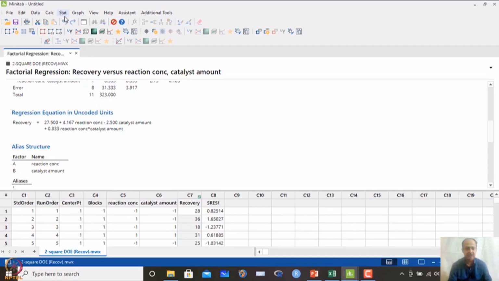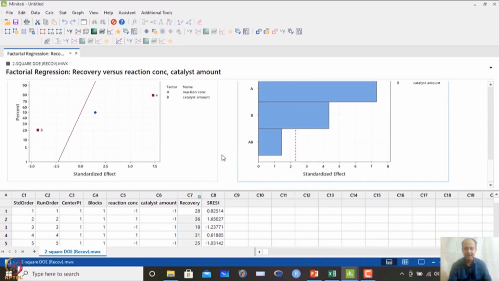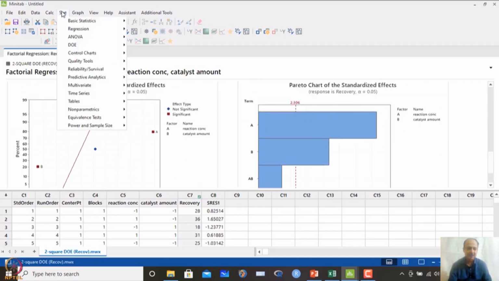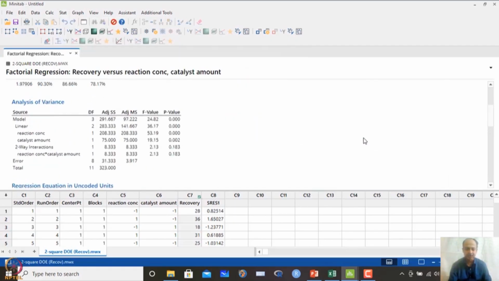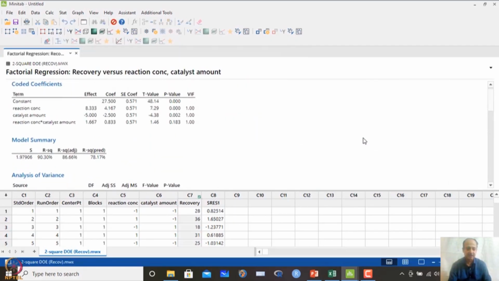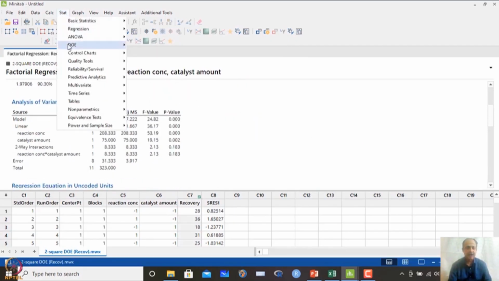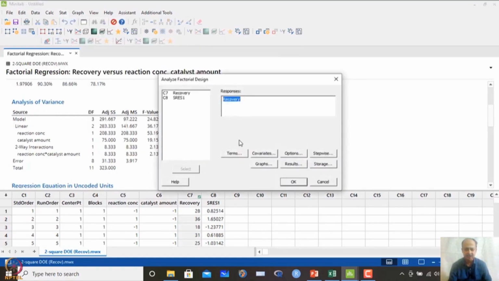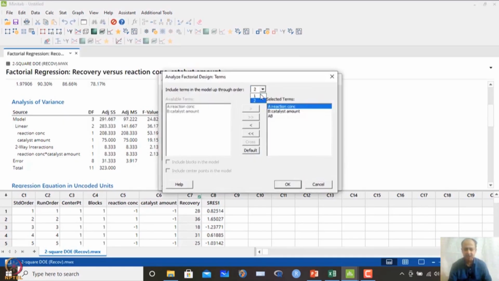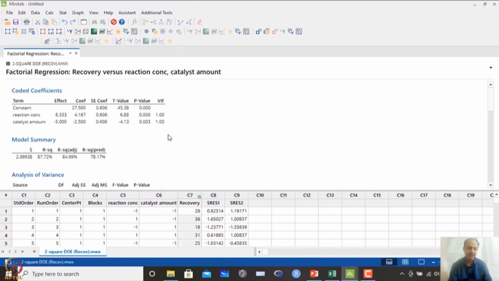Because the interaction effect is not significant, let us finalize the model. We have to remember that the predicted R square value we have got is approximately 78.17. Now I am reducing the model. What I will do is go to factorial design, analyze factorial. In terms, I will not include the interaction. I have given include terms in the model up to order of 1, so the AB interaction is taken away over here. I will click OK and OK.